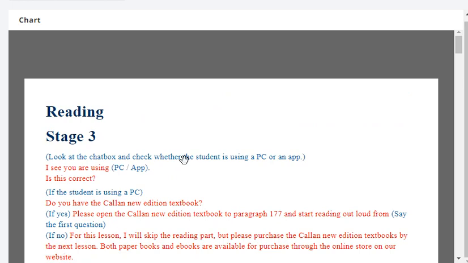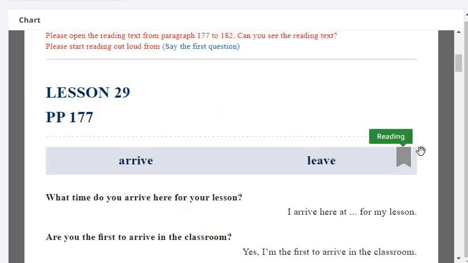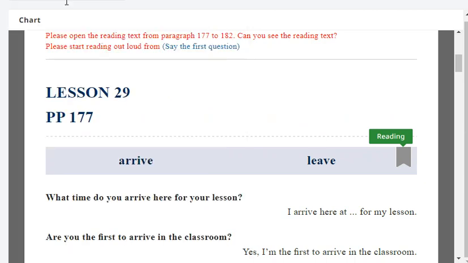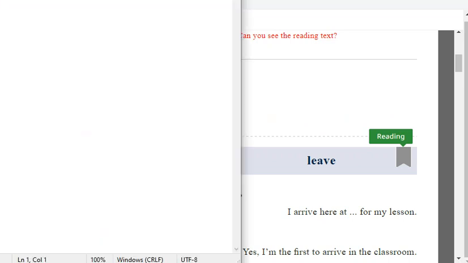Okay, please get your book or reading material and open to stage 3, page 177. Lesson 29, page 177. Arrive, leave. What time do you arrive here for your lesson?